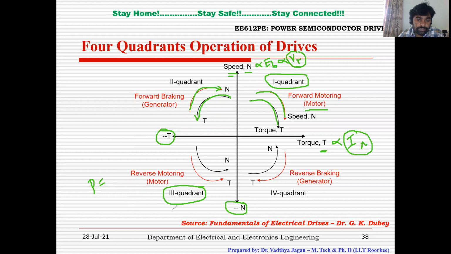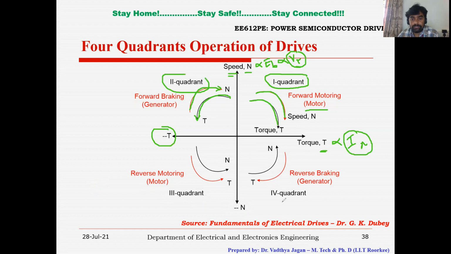Even in the third quadrant, the machine is behaving like a motor, but it is rotating in the reverse direction. Here you can see the torque and speed rotating in anti-clockwise direction. But in the first quadrant, the torque and speed are rotating in clockwise direction. That is why this is called the reverse motoring region.